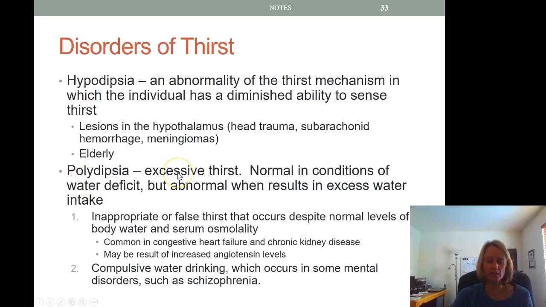Polydipsia is when we have excessive thirst. This is normal in conditions when we have water deficit, but it's abnormal when it results in excessive water intake. So number one, we can have inappropriate or false thirst that occurs despite normal levels of body water and serum osmolality. We see this in congestive heart failure and chronic kidney disease, and we also can see it as a result of an increased level of angiotensin. You can also have compulsive water drinking that occurs in some mental disorders such as schizophrenia.